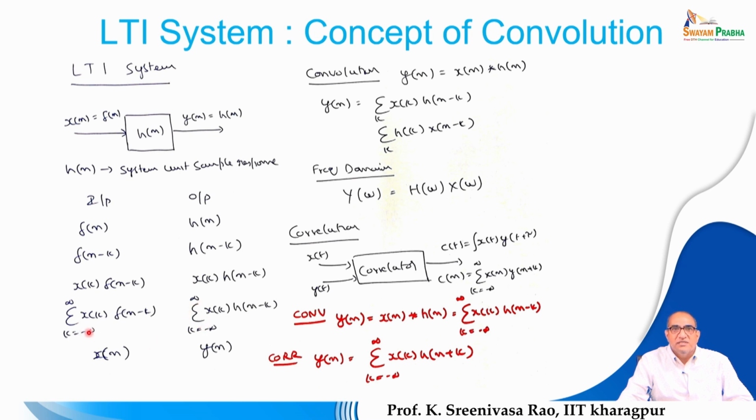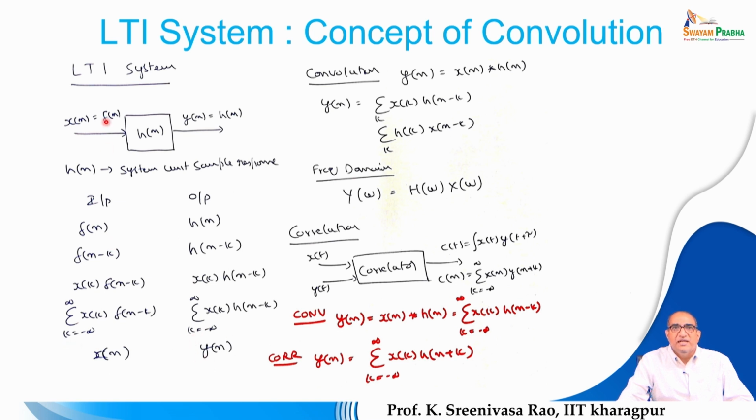Now, if you see, this combination of scaled and shifted unit samples is nothing but my discrete signal x of n, because I can write x of n as a summation of scaled and shifted unit samples, which we observed in the last class. So, if you give x of n as input, my output is x of k into h of n minus k, where k varies from minus infinity to plus infinity. This is my response of the system, the output response of the system for the input x of n.